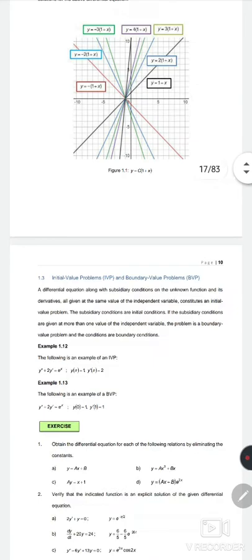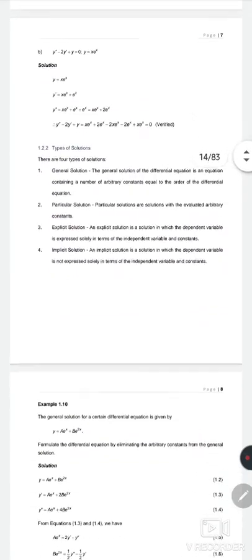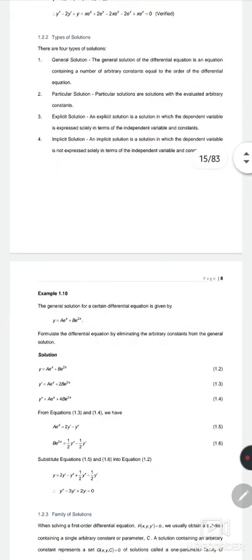Sekejap saya tengok dulu. Okay, next is type of solution. Okay, there are 4 types of solution, which are general solution, particular solution, explicit solution, and implicit solution.